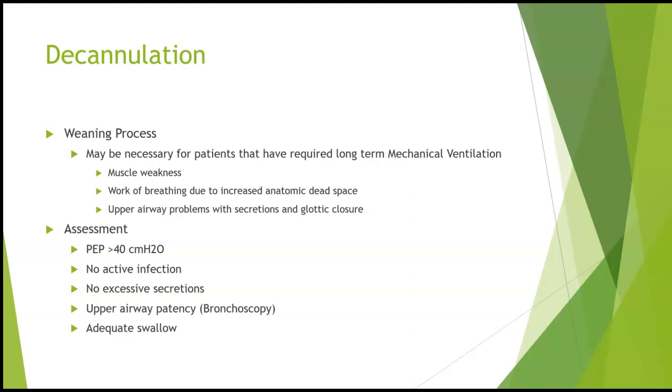And then sometimes there's upper airway problems or secretions that we aren't aware of until we take out the tracheostomy tube. So for these patients, that weaning process is necessary rather than just abruptly removing the tube. We can do that weaning process through things like fenestrated tubes, or using progressively smaller tracheostomy tubes, or things like tracheostomy buttons.